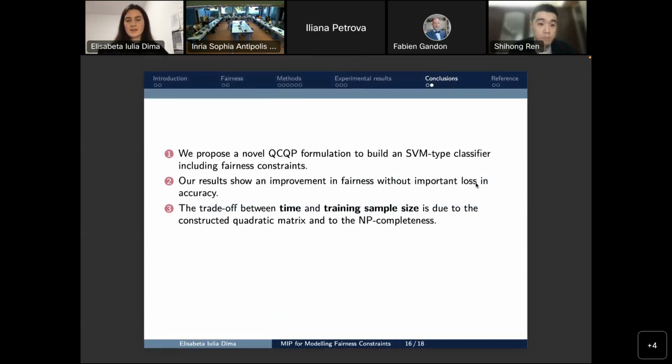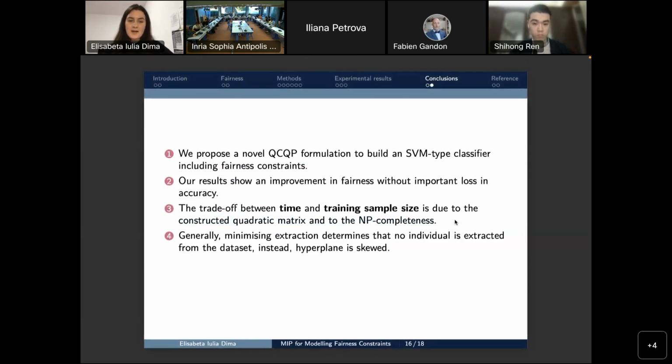Also, there is a small disadvantage, if I could say, in all this solution, because there is a trade-off between time and training sample size. And this is because, as I mentioned in the beginning, our mixed integer programming problem is NP complete, and it also has quadratic constraints, which construct a quadratic matrix. So we cannot expect to always have a feasible solution for each iteration that we are running.